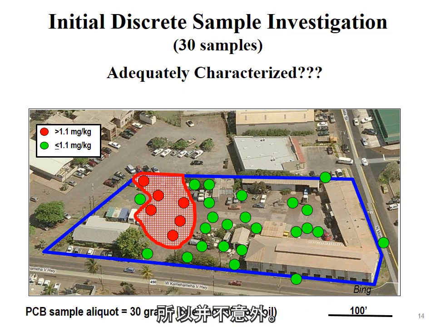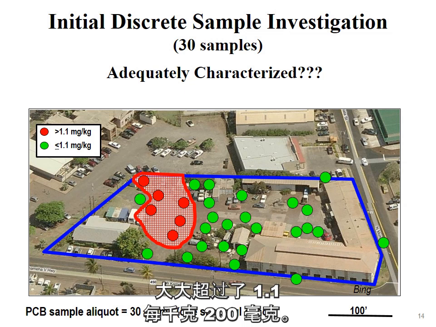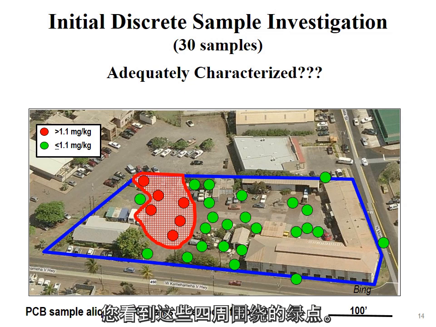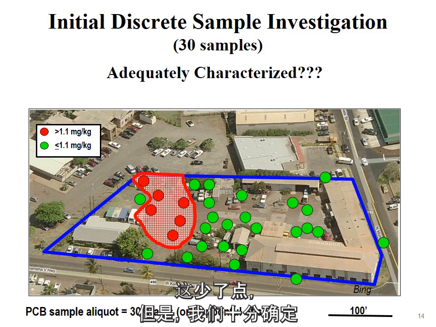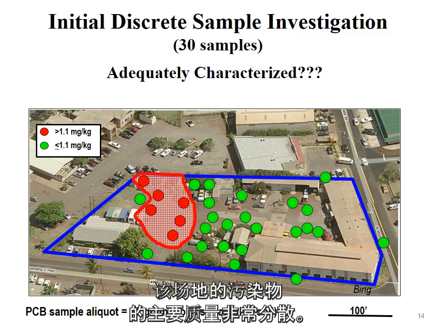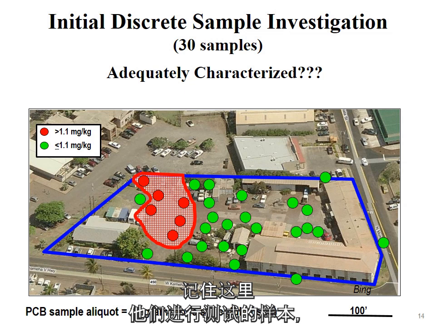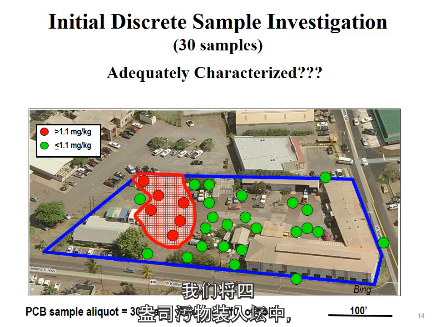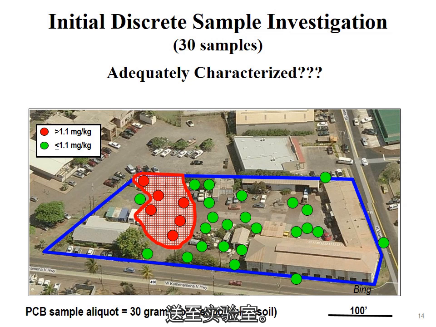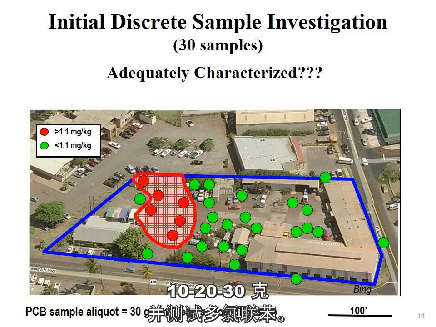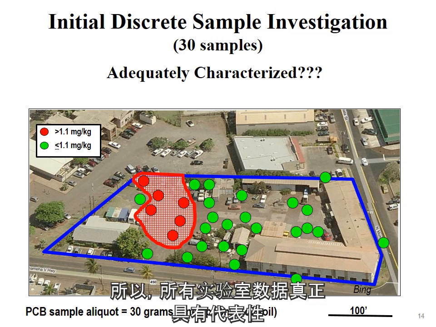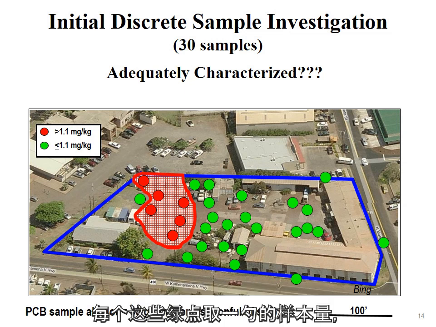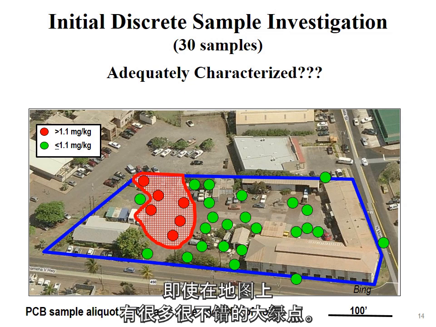So not a big surprise, where we thought they were dumping the oil on the surface here is contaminated with PCBs well above 1.1 milligrams per kilogram. You see all these green dots around it. A little bit skimpy over here, but we were fairly confident we had isolated the main mass of contamination at the site. Keep in mind here, when the samples are tested, we're putting 4 ounces of dirt in a jar and sending it to a laboratory. They're really taking out a random spoonful of soil, 10 to 20 to 30 grams, and testing that for PCBs. So all the lab data really represents is 1 spoonful of soil at each one of these green points, even though I have nice big green dots on the map.